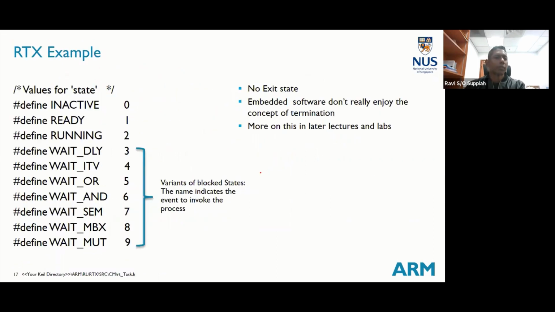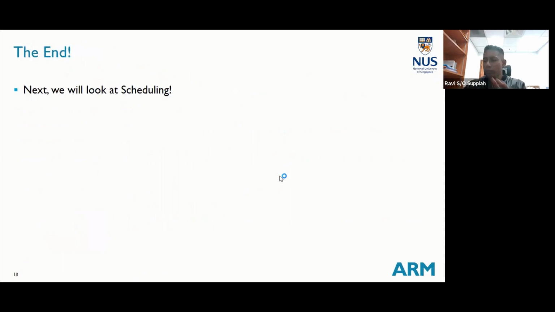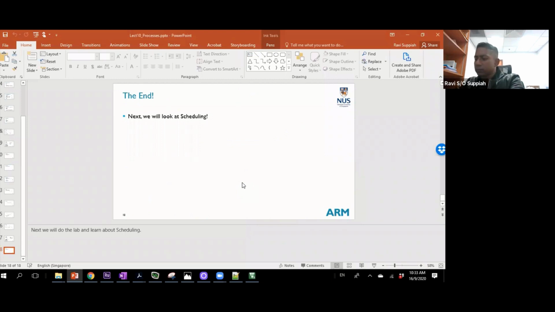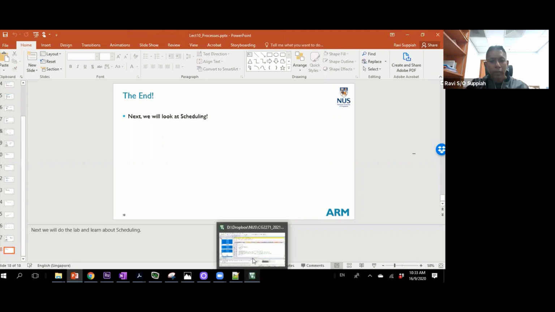Okay, so this is an example of the different states, and the block states. I'll not go into it now. We will look at it later. So now what I want to do is, how are we going to deal with OS in the code?